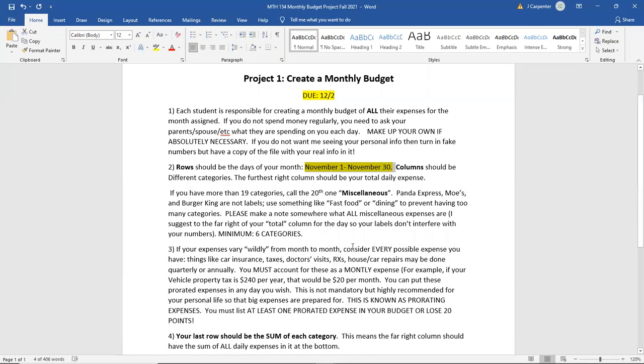And just as a reminder, this is actually what it will look like in your Canvas shell. Remember, it's going to be due on December 2nd. The dates that you will specifically be collecting your budget details for are November 1st and November 30th, whether it's your information, your parents' information, whether you just completely make it up because you don't want me to see your numbers, I don't care. Just have something available, have a decent amount of stuff available.